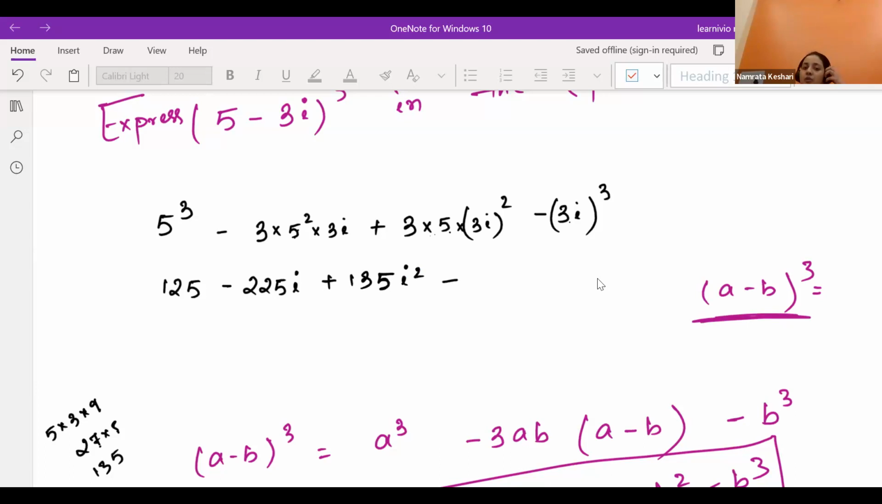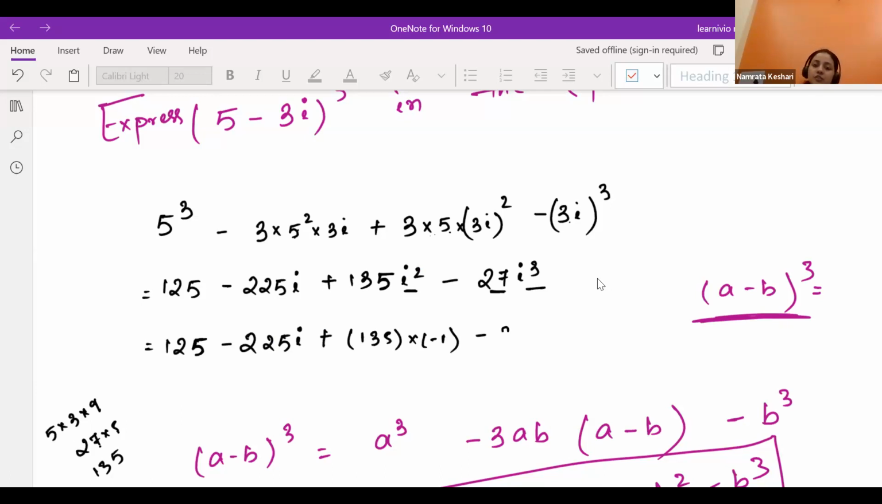This is 3i whole cube, that means 27i cube. Okay. 125 minus 225i. I square means minus 1, so 135 into minus 1. 27i cube is minus 27i cube. I cube means I square into I, right? Yes. I cube means minus I, we can see, right?